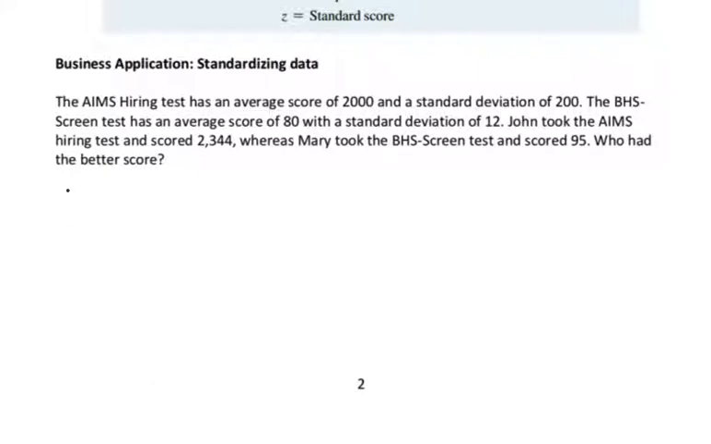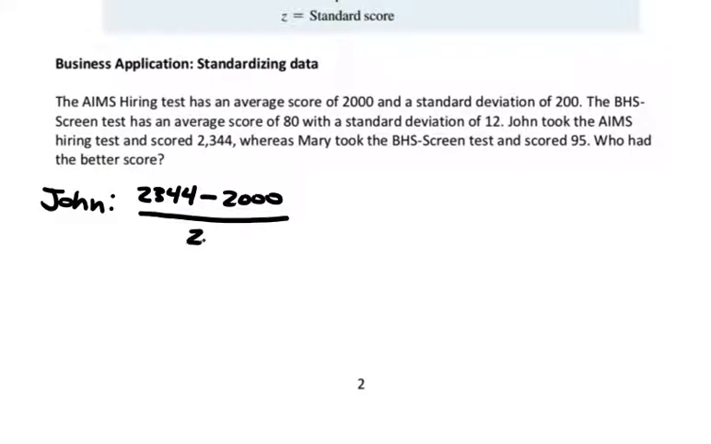So we know that they both scored above average on the test, but since the tests have different means and standard deviations, we can't compare them directly, but we can calculate the z-scores. So I'm going to start by calculating a z-score for John. I take his score, 2,344, and I subtract the mean, which was 2,000. Then divide by the standard deviation, which was 200.